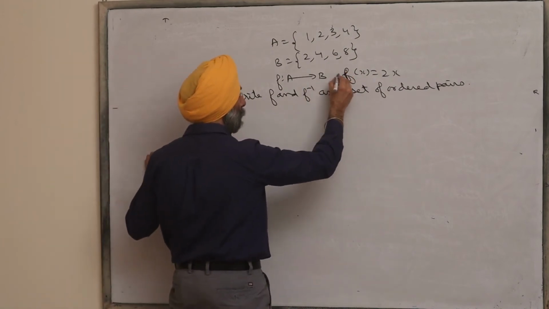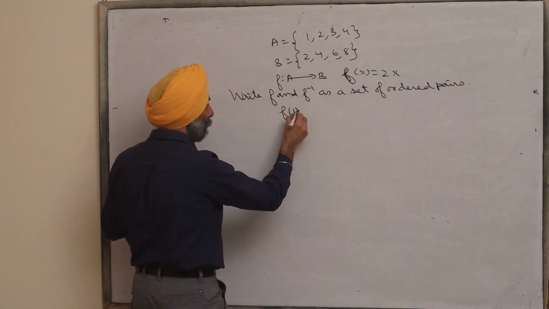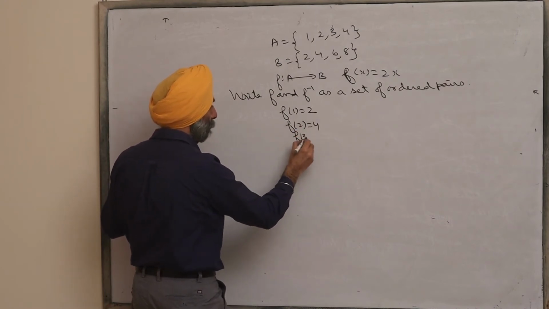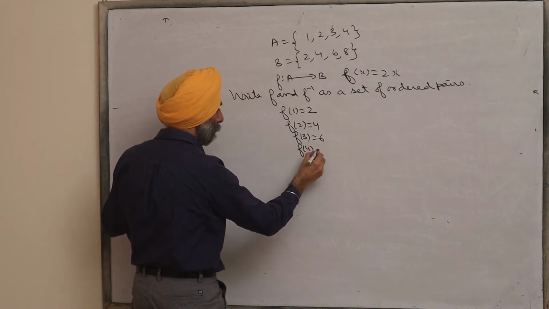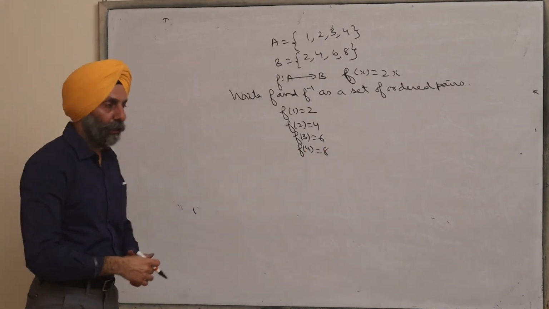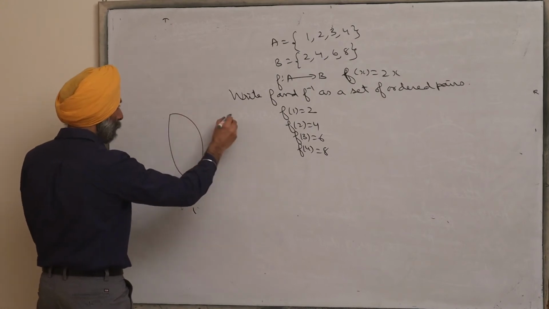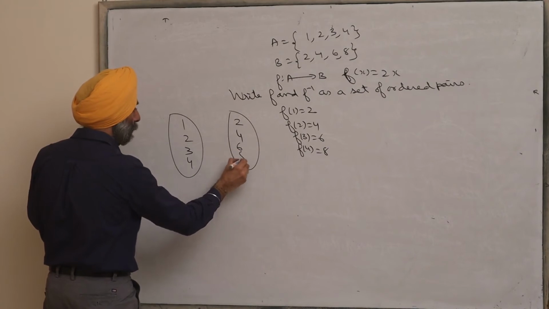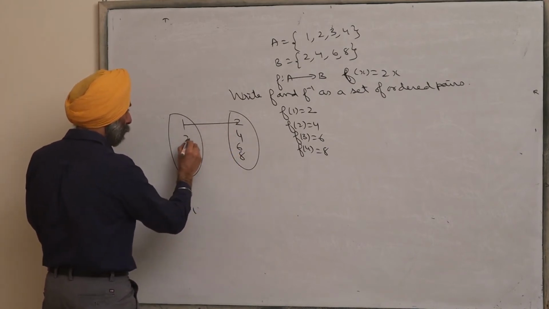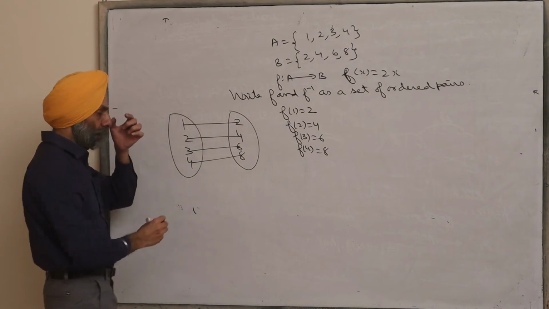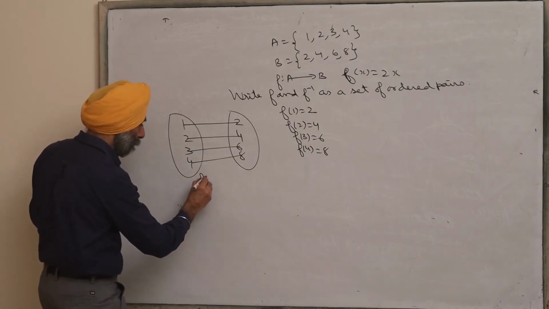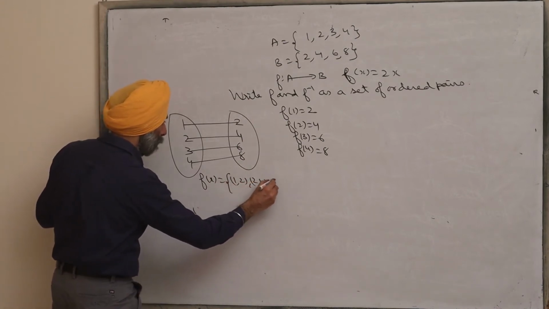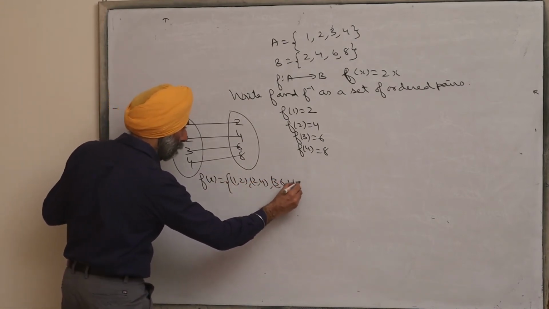So you can see here f of 1 is 2, f of 2 is 4, f of 3 is 6, f of 4 is 8. That is, again you can see through the arrow diagram, this is 1 2 3 4, this is 2 4 6 8. Now image of 1 is 2, 2 is 4, 3 is 6, 4 is 8. So therefore f(x) is equal to {(1,2), (2,4), (3,6), (4,8)}.